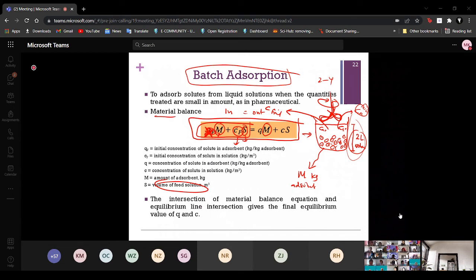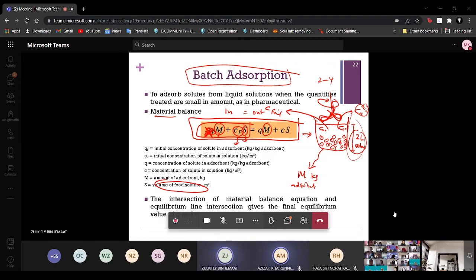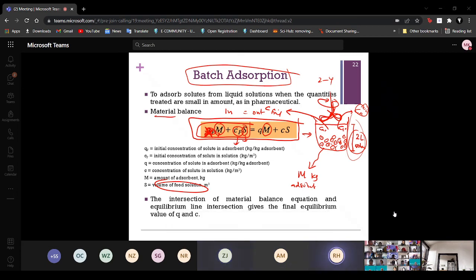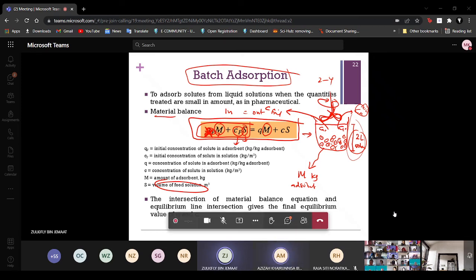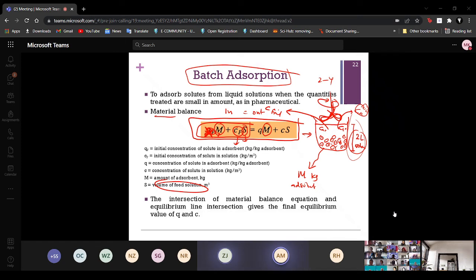So, I want to call a name. I'll just pick a name. Better you answer. Okay, what do you think? The mass of adsorbent, after you mix, will it increase, decrease or remain the same? The mass increases. Remains the same. Some answered remain the same, some answered increase.